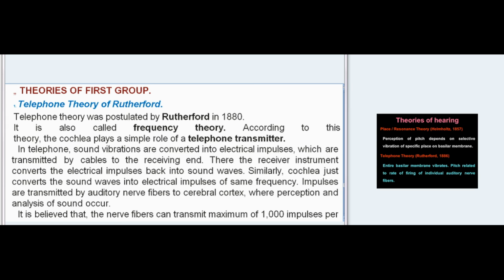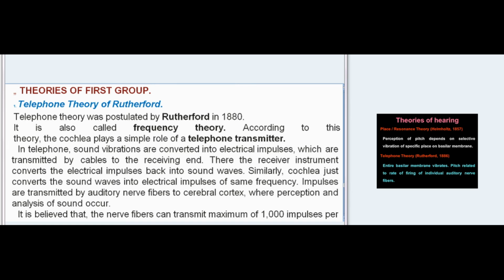In telephone, sound vibrations are converted into electrical impulses, which are transmitted by cables to the receiving end. There the receiver instrument converts the electrical impulses back into sound waves. Similarly, cochlea just converts the sound waves into electrical impulses of same frequency. Impulses are transmitted by auditory nerve fibers to cerebral cortex, where perception and analysis of sound occur.